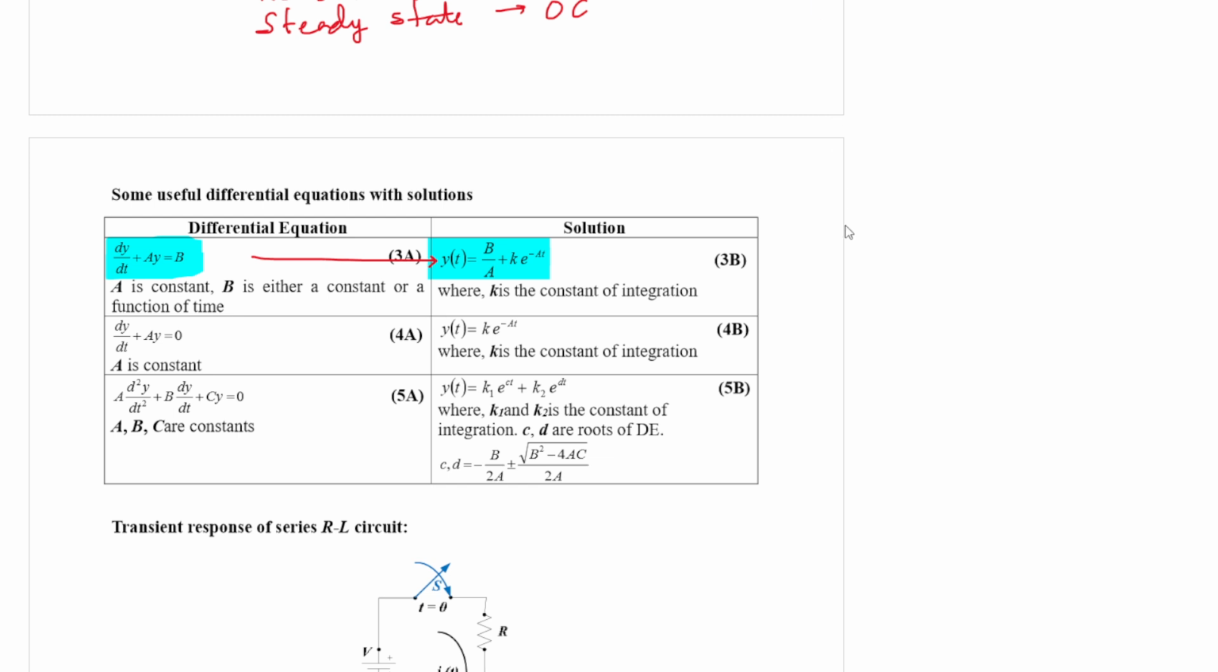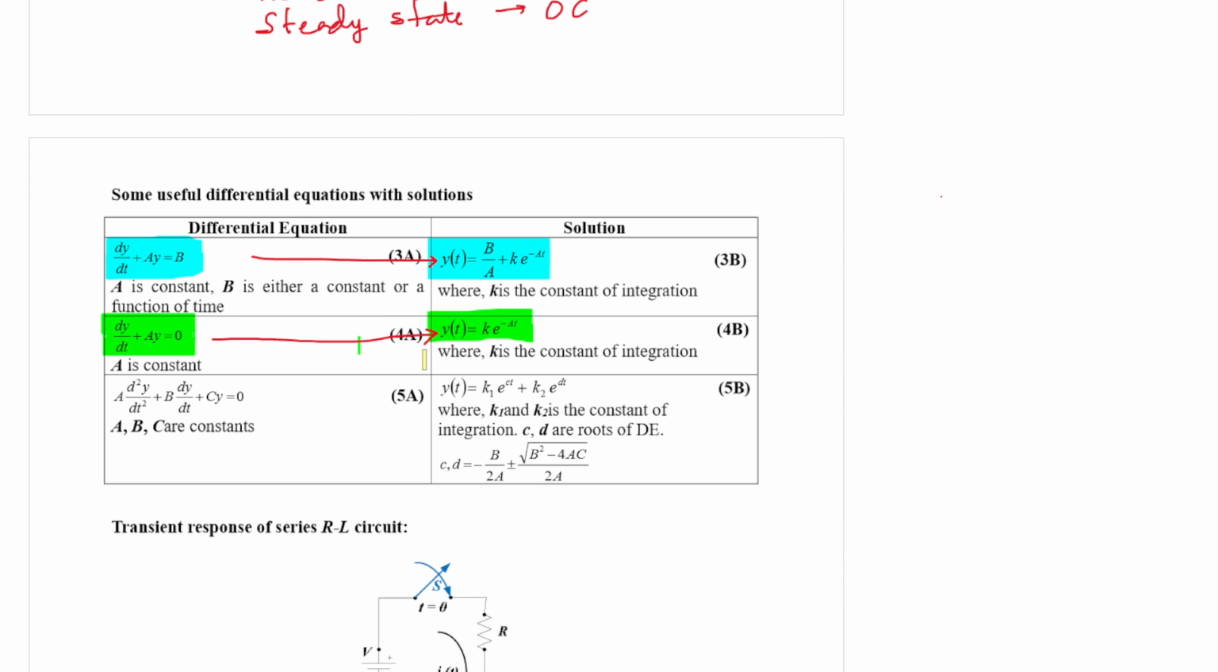Moving on to the next differential equation form. If you come across this form, dy/dt plus ay is equal to 0, where a is a constant, then its solution is y(t) is equal to k into e to the power minus at. So if you come across this type of differential equation anywhere, you can directly write the solution as y(t) is equal to k into e to the power minus at.